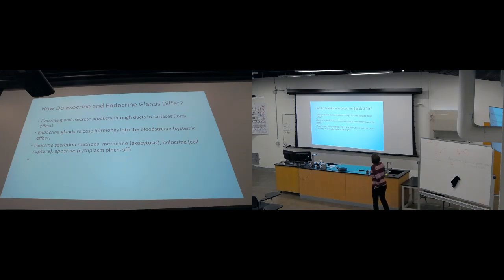Okay, now let's look at the difference between endocrine and exocrine glands. So these glands come from epithelial cells. Actually, the mammary gland is part of the epithelium. So we consider it as part of the reproductive system, but it is actual epithelium.